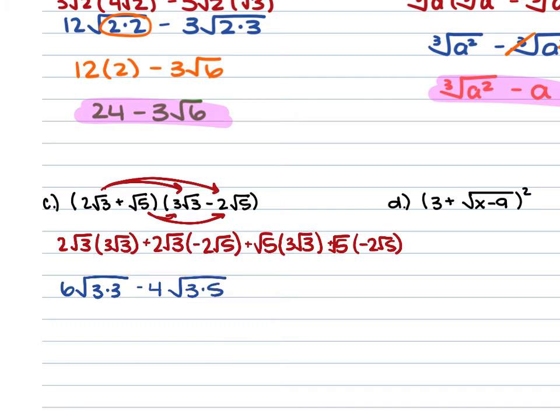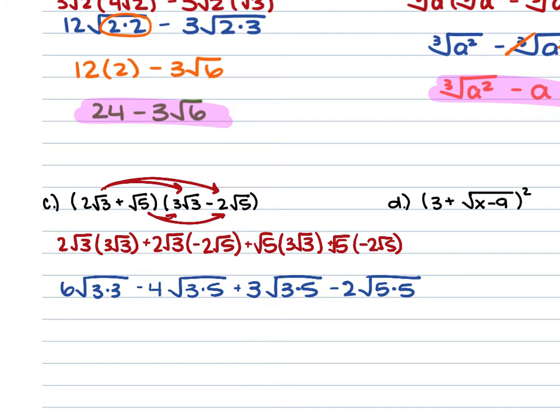Next we have the square root of 5 times 3 square root 3. So that 3 is going to stay outside. Underneath we're going to have 3 times 5. Next we have the square root of 5 times negative 2 square root 5. So that negative 2 is going to go out front. And underneath you're going to have the 5 times 5.